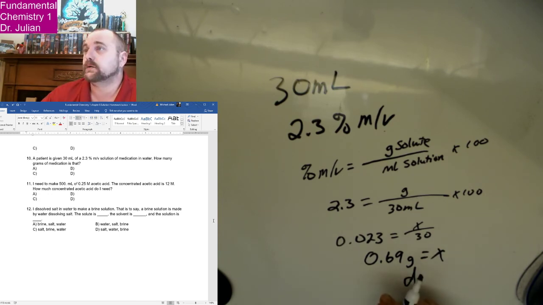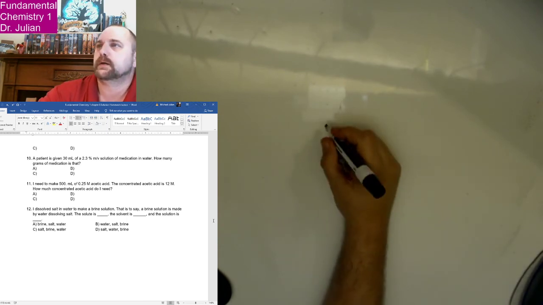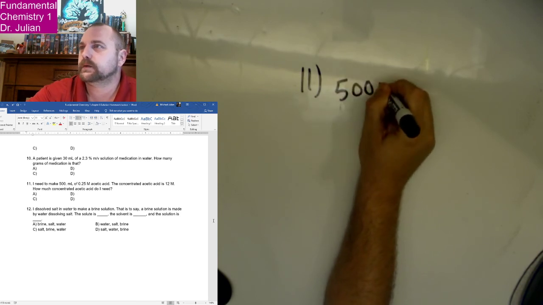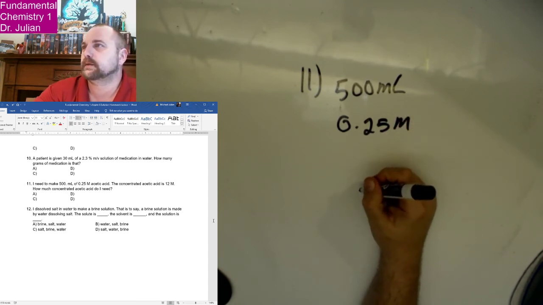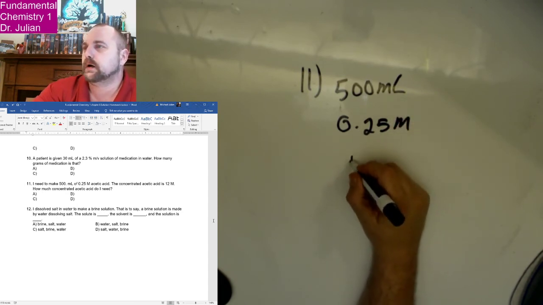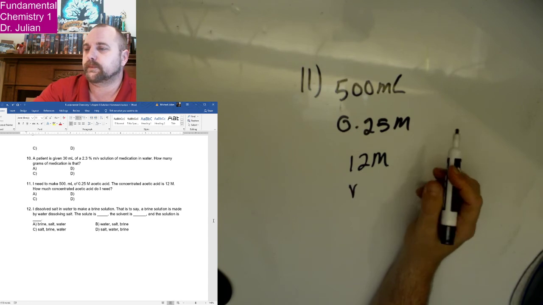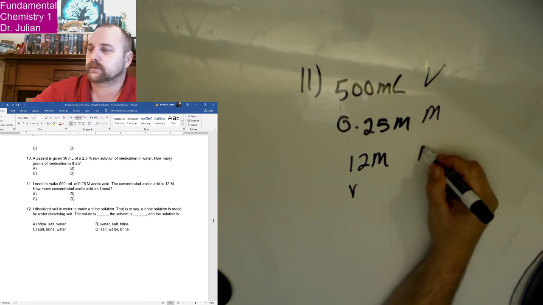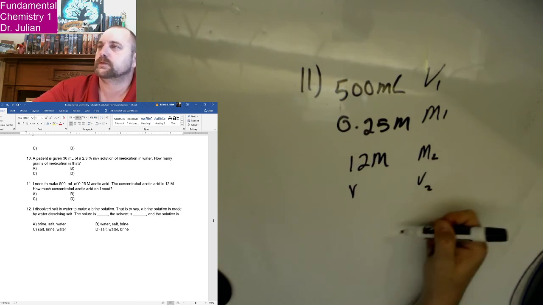Okay, what are we on? 11. You had to plug it in, kind of critical thinking there. I need to make 500 milliliters of 0.25 molar acetic acid, and the stock is 12 molar. How much of this do I need? This is molarity, and this is volume, so this is 1, 1, 2, 2.